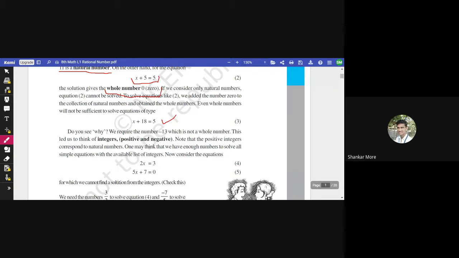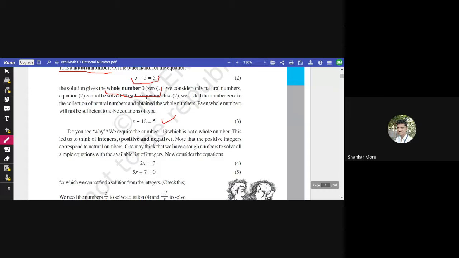Is it a whole number? I don't think so, Japesh. Negative 13 is neither a natural number nor a whole number. It is an integer. Correct. It is an integer. So what can we add to the definition of integer?